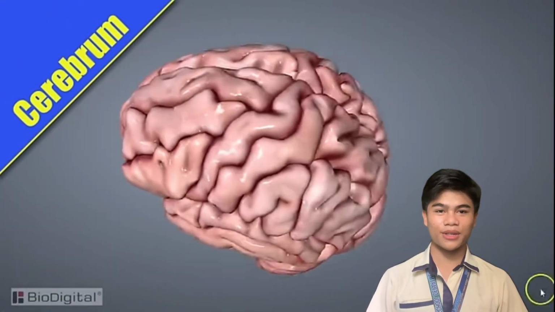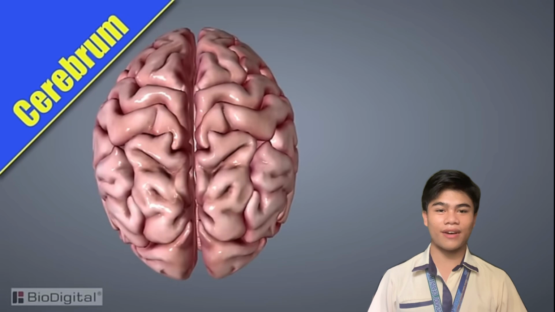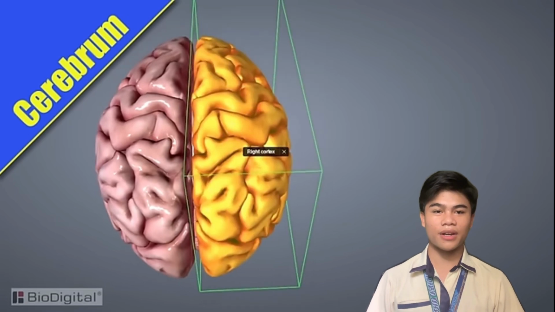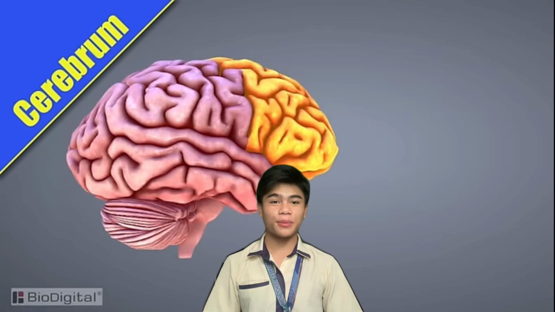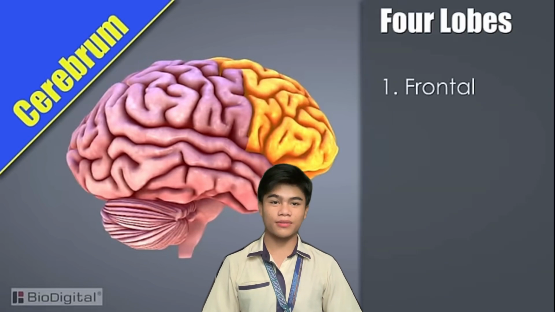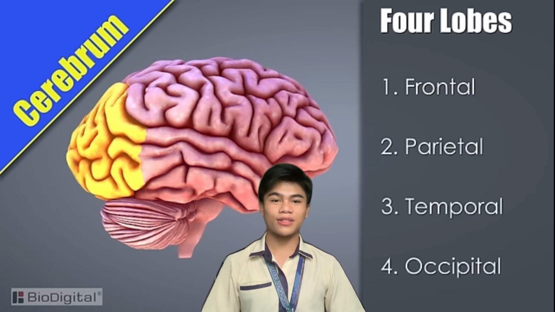The first section is the cerebrum. This is the largest section and it is divided into two major hemispheres, the right and left hemisphere. The cerebrum is further divided into four lobes. These four lobes are the frontal, parietal, temporal, and occipital.